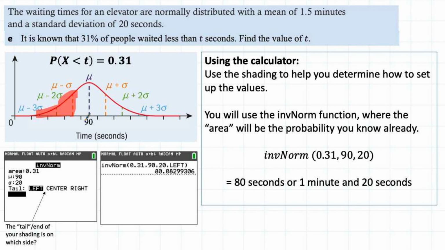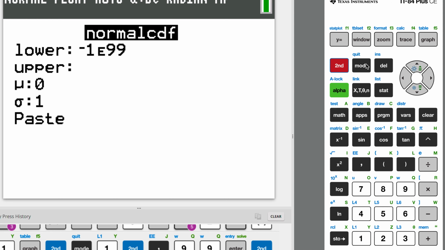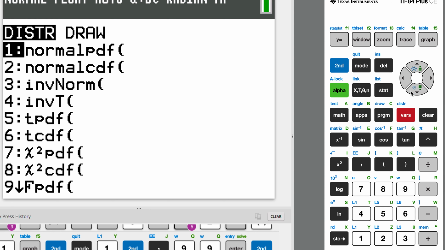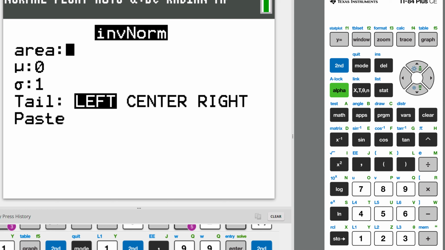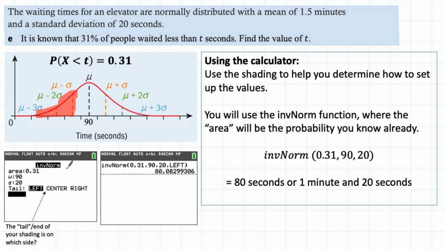Somewhere here, I don't know where it is, but this area is going to be equivalent to 0.31. Then we go to inverse norm, which is the third one. I will type the area that I know. I know it's 0.31. My mean is 90. My standard deviation is 20. And I'm shading to the left. The tail of my shading, or the ends of my shading, is to the left.